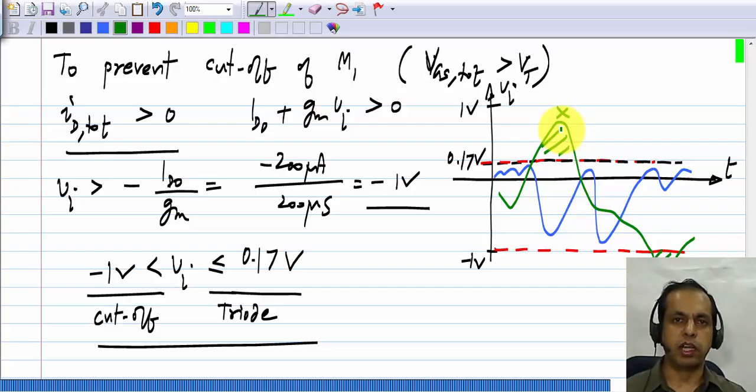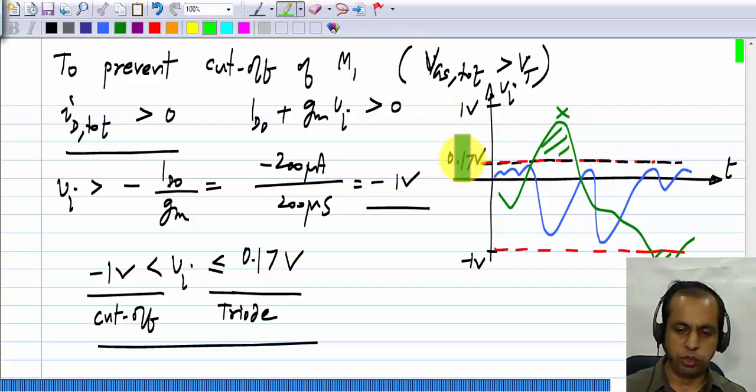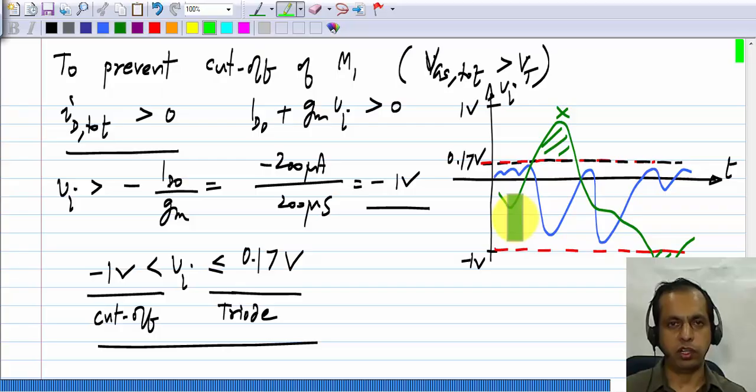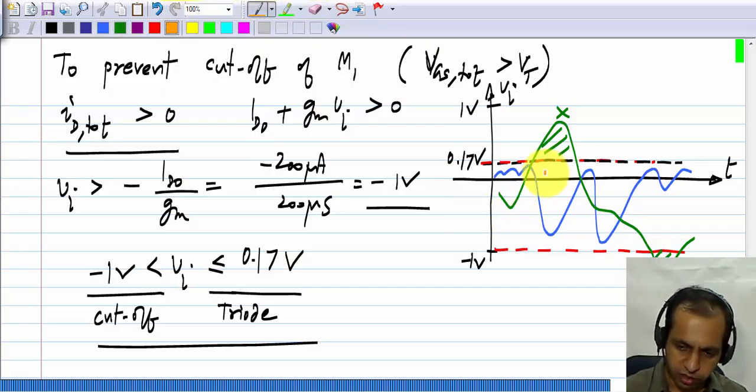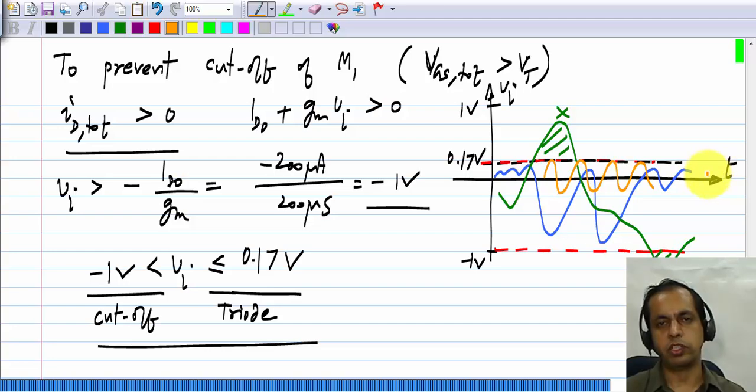Now if your signal happens to be sinusoidal, then obviously it has to be symmetrical around 0. So the smaller of these two limits, 0.17 and 1, will decide the amplitude. If you have a sinusoid, the only way to fit a sinusoid here is to have an amplitude that is either 0.17 volts or below. So if you are interested in having symmetrical limits, which is mostly the case, you should adjust your swing limits so that you do have symmetry.